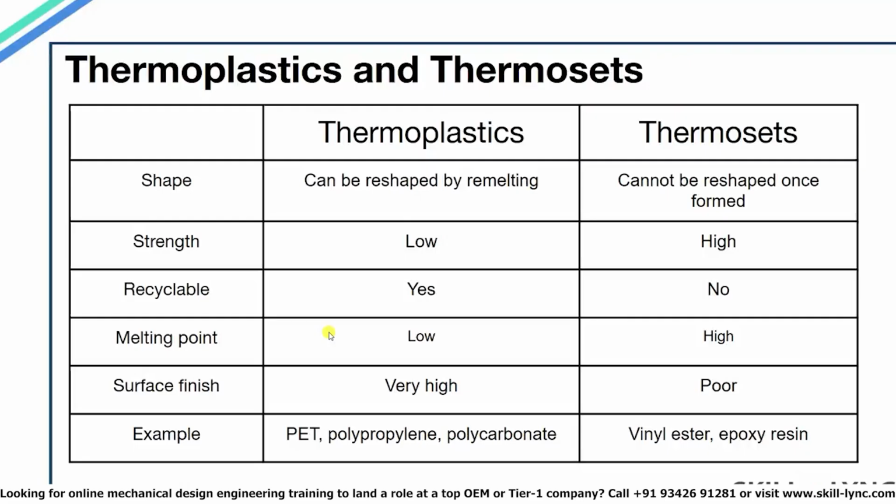So in applications where high temperature resistance is required, for example, engine parts, landing gear for planes, or satellite components, thermosets will be preferred. And also very high surface finish can be acquired using thermoplastics, which is not possible in thermosets. So in applications where good surface finish is required, like the interior of luxury cars, then thermoplastic will be used.